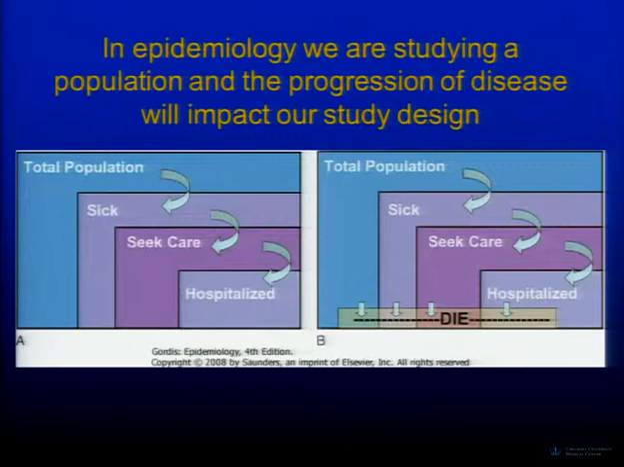Okay, so in general, in epidemiology, we're studying a population, and we know that as a disease progresses, it's going to impact fewer and fewer people, and knowing this will impact our study design. So we could have different levels of illness here, where you have the total population. Some of these people might end up being sick, but you don't always go to the doctor if you're sick, so they might just be sick at home. Of those, a fewer proportion are going to actually seek care. They're going to get medical care. And of those, a few more are going to be more serious, where they might be hospitalized.